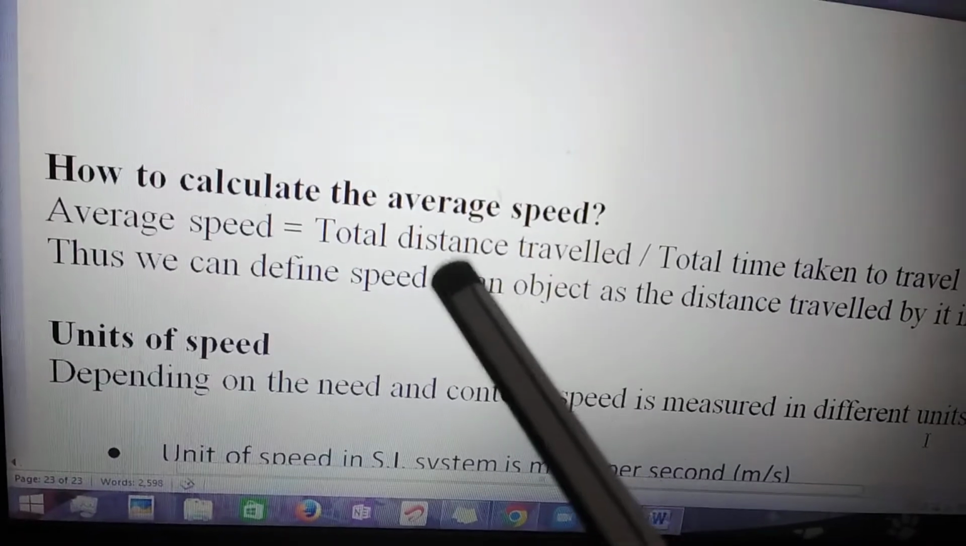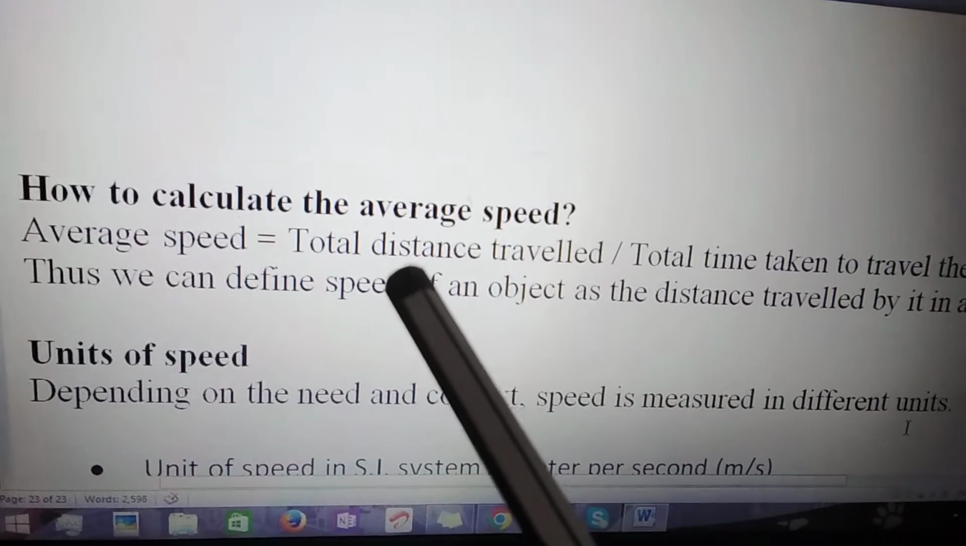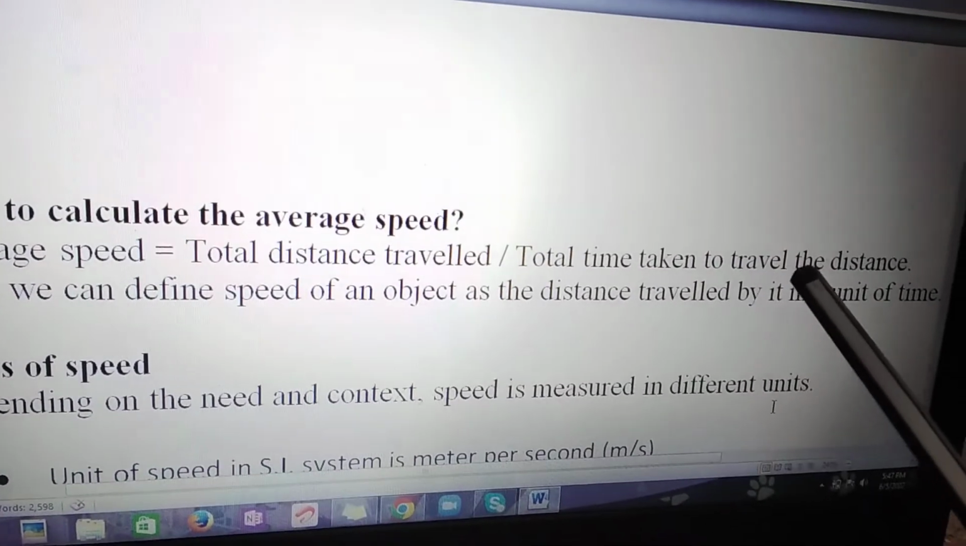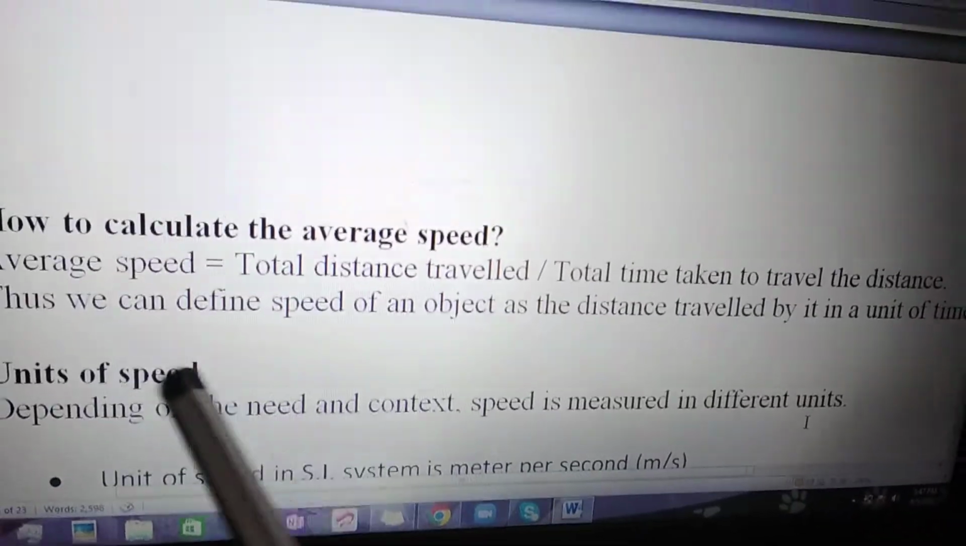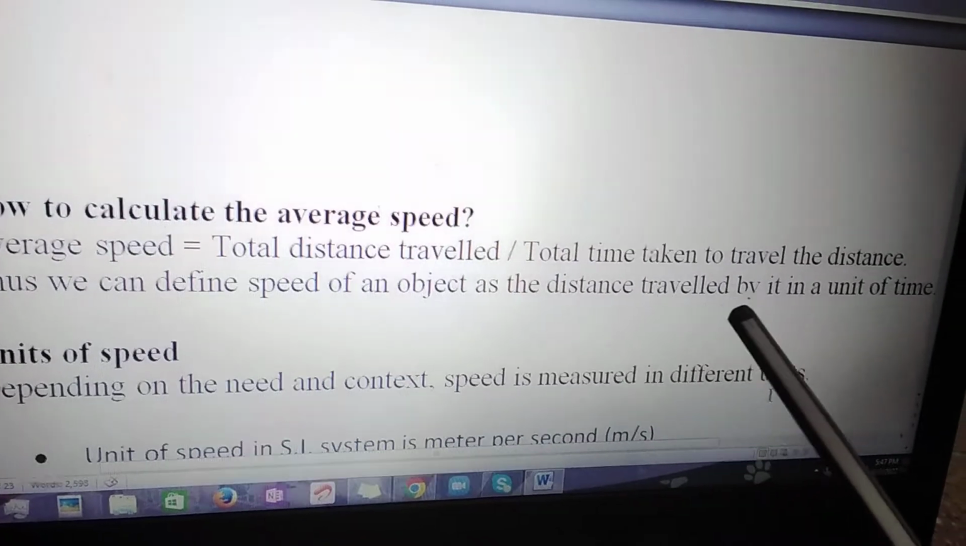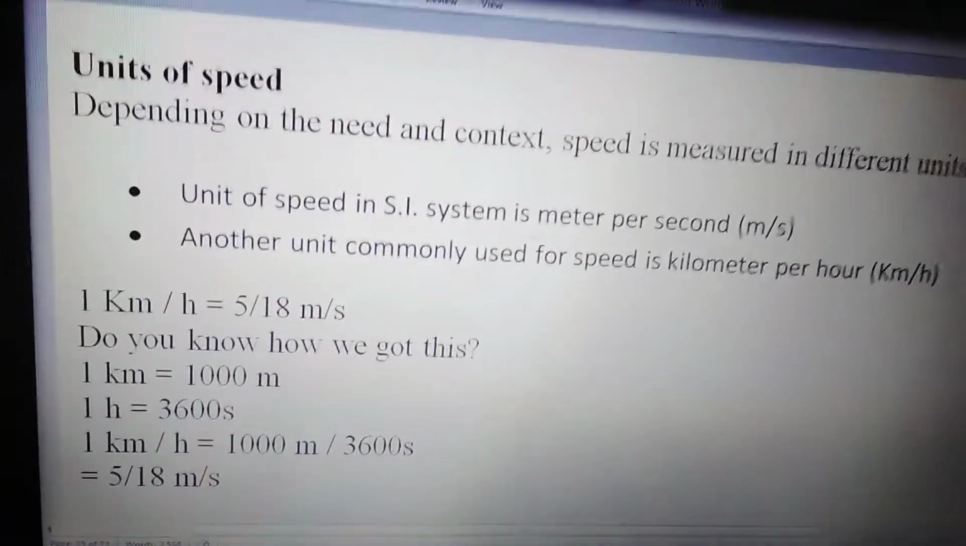How to calculate the average speed? Average speed equals total distance traveled divided by total time taken to travel the distance. Thus, we can define the speed of an object as the distance traveled by it in unit time.